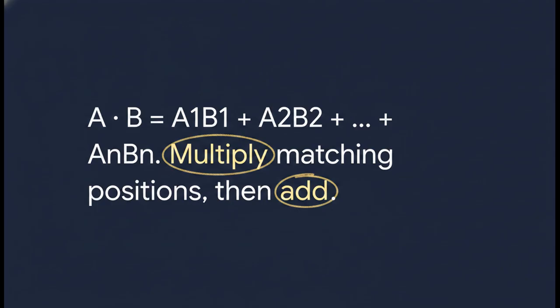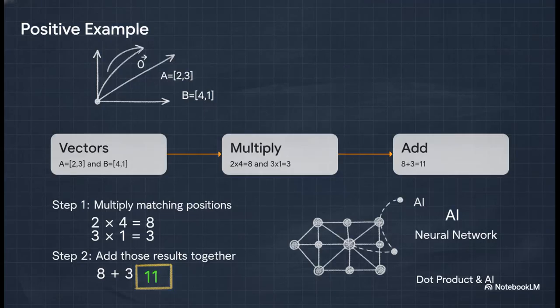The rule is incredibly simple. It's basically elementary school math. You just multiply the matching positions together and then add up all the results. That's the whole thing. Let's actually look at some real numbers to prove this. So here's our first example. Vector A is 2, 3, and vector B is 4, 1.